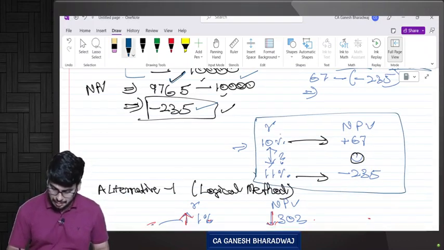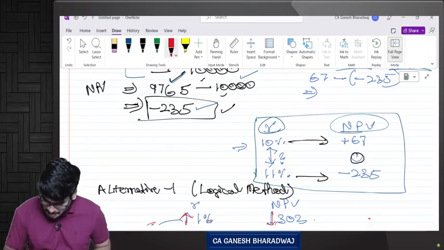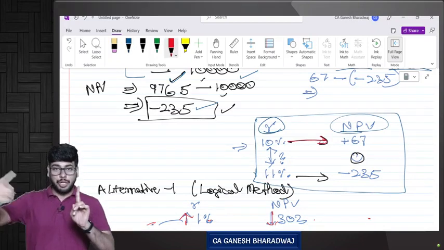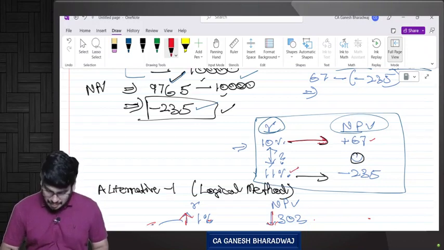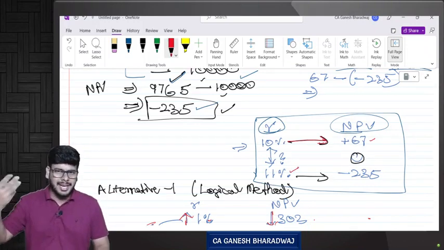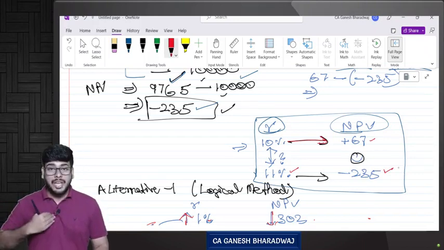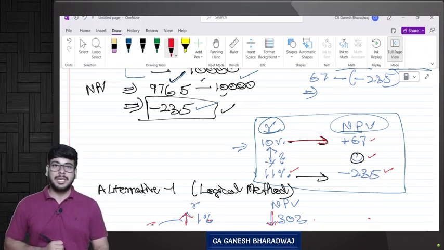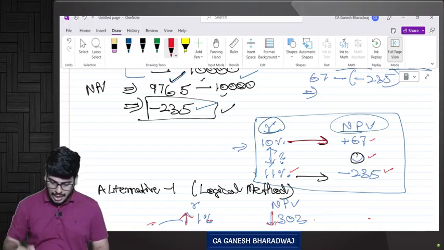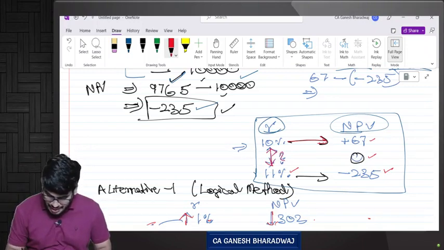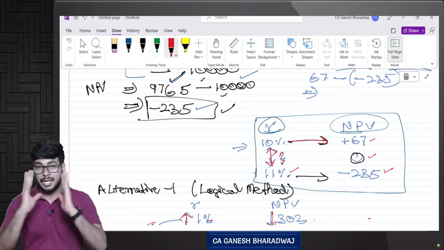If I take R as 10%, the NPV is showing positive 67. If I take R as 11%, trial and error only, NPV is showing minus 235. Now I want my NPV to be 0. So definitely I know that the required IRR is lying somewhere in between 10% and 11%. Yes or not? Are you able to understand this?